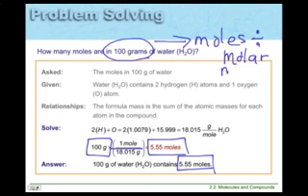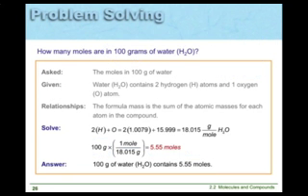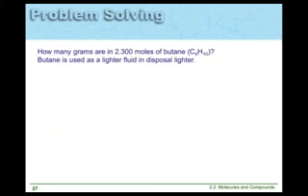All right? That's how we do it. Grams into moles. Divide by the molar mass. Divide the grams you have by the molar mass of that substance. All right. Now we're going the other way.